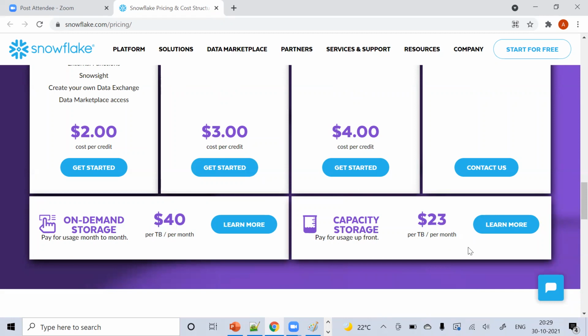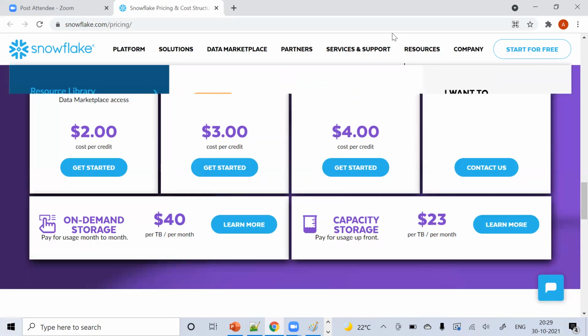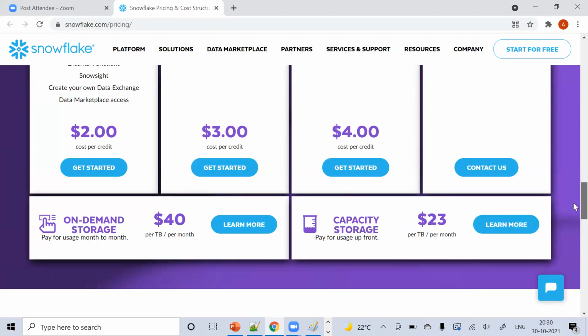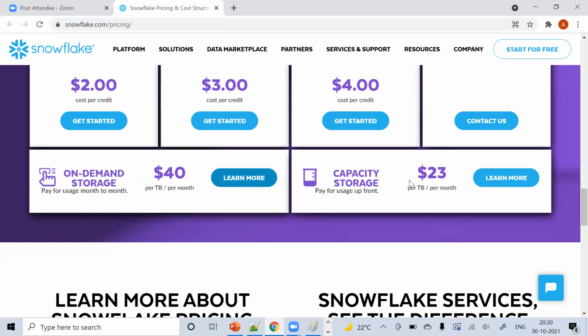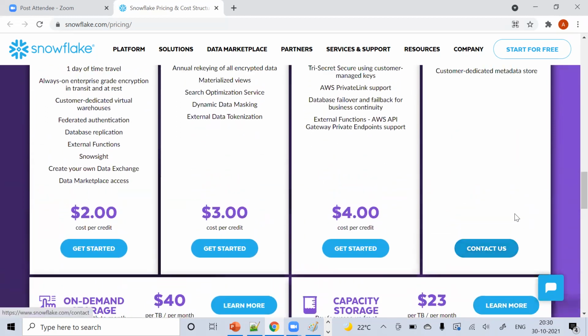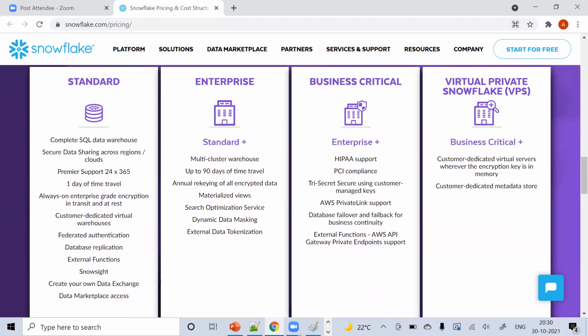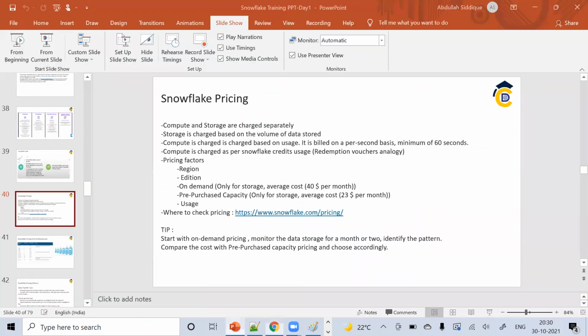So this is how it looks. If we suppose change the edition, as you can see, the storage pricing is the same across the editions. Only the computes are different, but the storage pricing is the same. So these are the various factors that the pricing depends on.